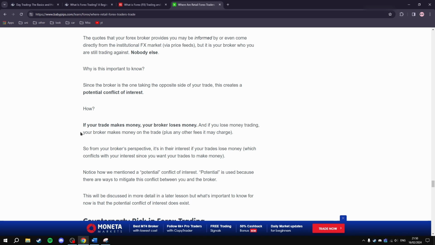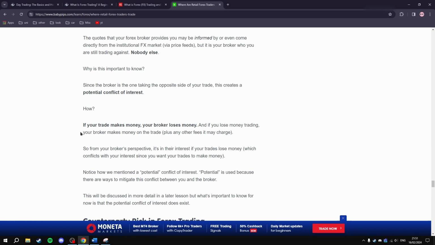Why is this important to know? Since the broker is the one taking the opposite side of your trade, this creates a potential conflict of interest. How? If your trade makes money, your broker loses money, and if you lose money trading, your broker makes money on the trade, plus any other fees they may charge. So from your broker's perspective, it's in their interest if your trades lose money, which conflicts with your interest since you want your trades to make money.